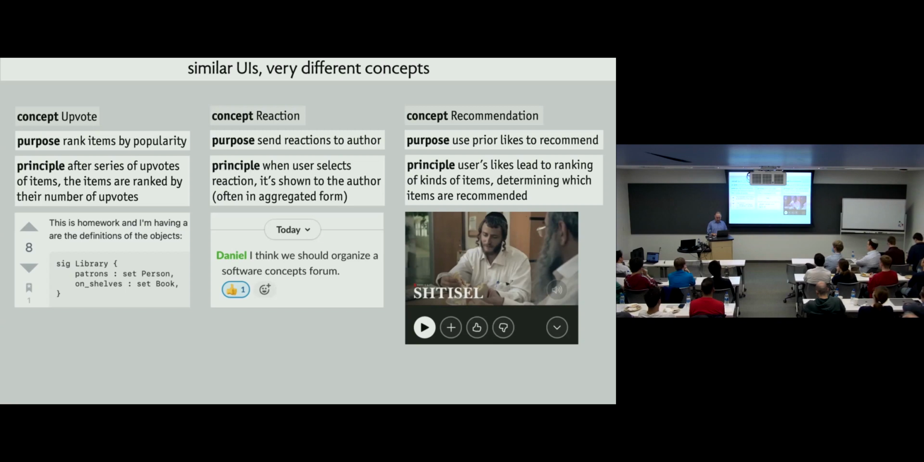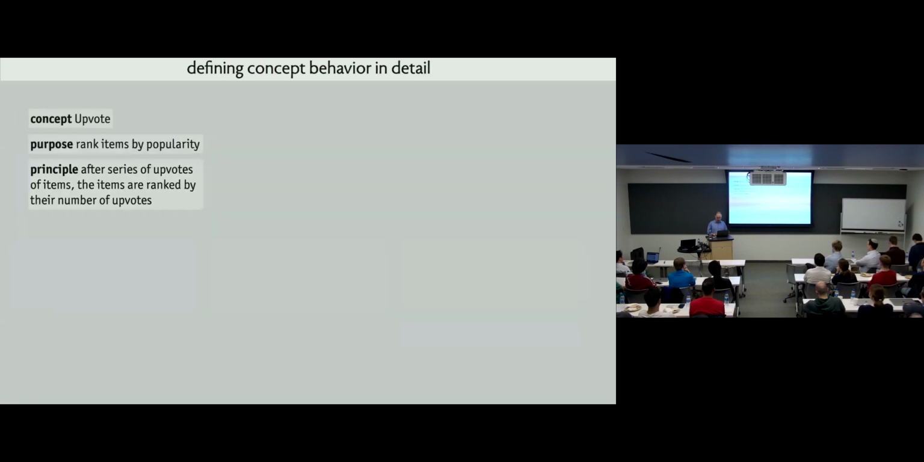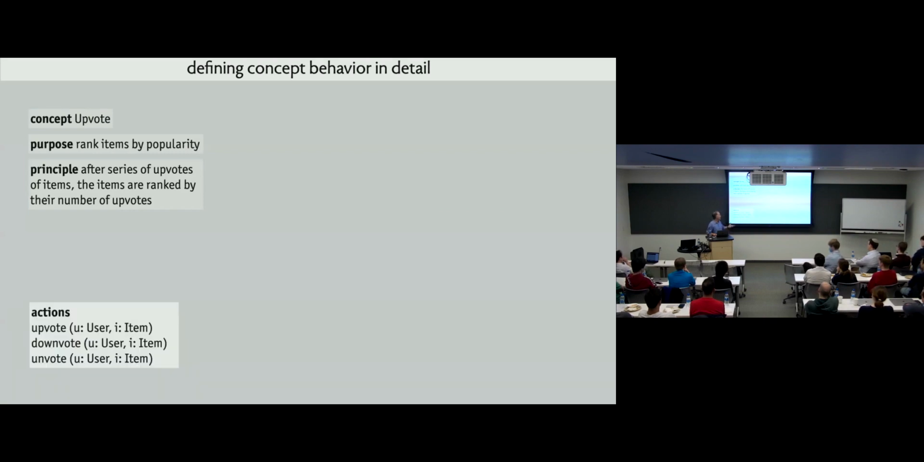Now, this is the sort of nod to formal methods. Of course, when you want to really explore a concept in detail, you have to be able to describe its full behavior. And that's done by listing the actions, or this is one way you could do it. I think, in fact, it could be done in multiple ways, but this is the way that most appeals to me. So we could say that as a user of upvote, you can upvote an item, downvote it, or unvote a vote you've already issued.